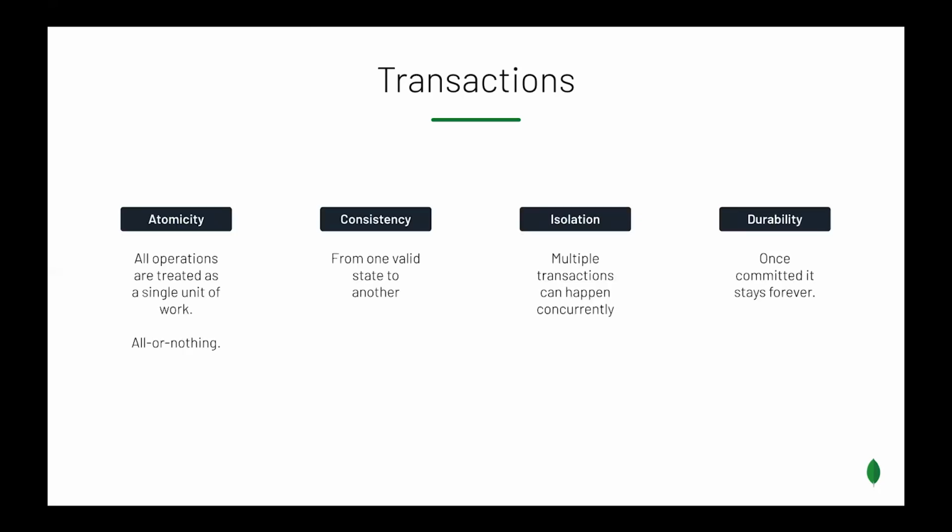This usually means that the completed transactions are written to the disk. So we can redefine transactions in the context of a database as a sequence of operations that satisfies the ACID properties. And that's a quick overview of transactions.